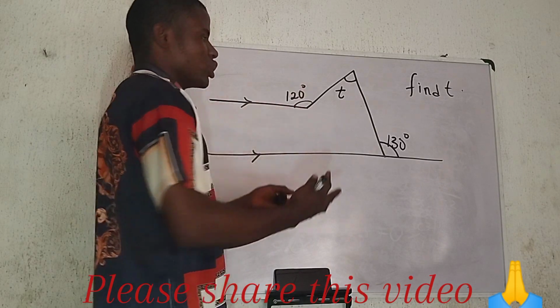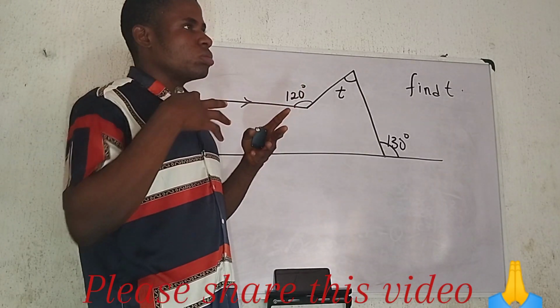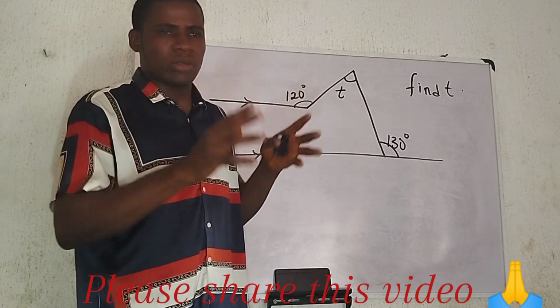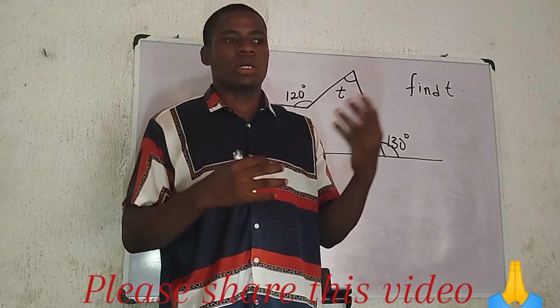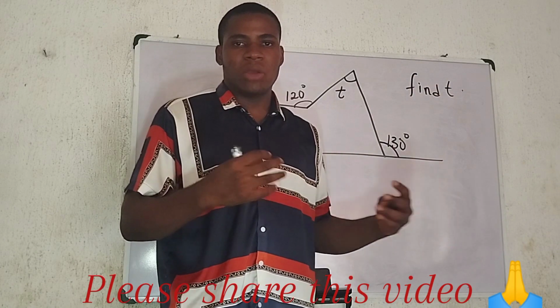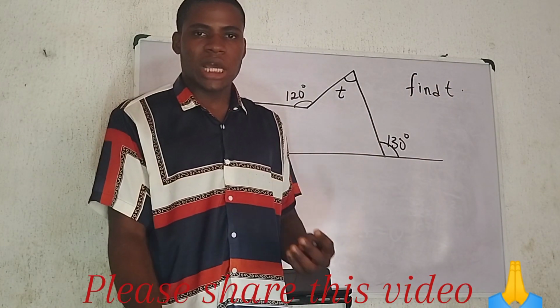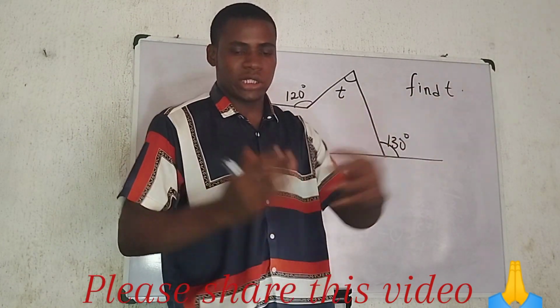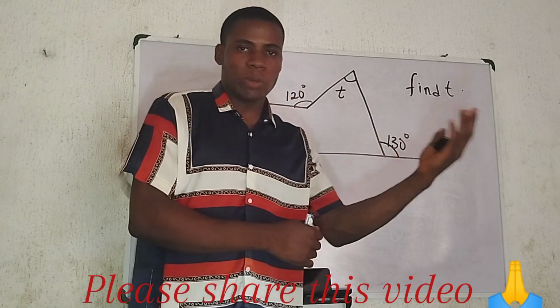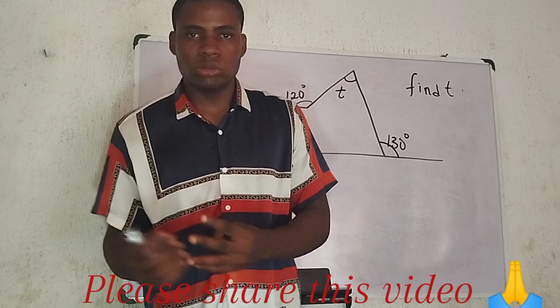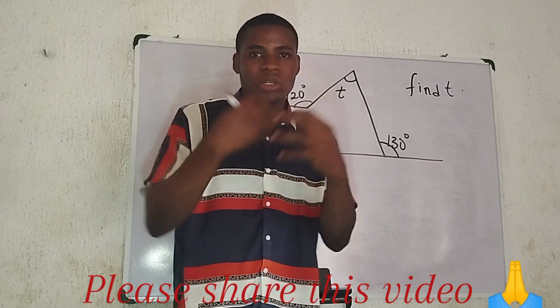Whenever you see this type of question, just try to know if you can form a triangle. You should learn that alternate angles are equal, corresponding angles are equal. When you see this angle and the other one, try to know when they are corresponding, when they are supplementary, when they are complementary, when they are alternate, when they are vertically opposite.